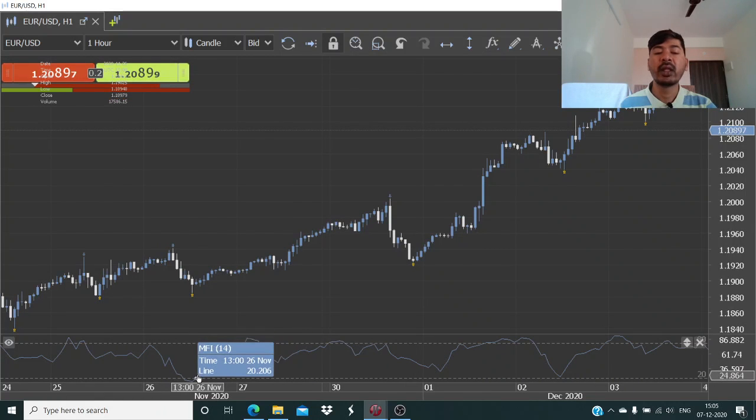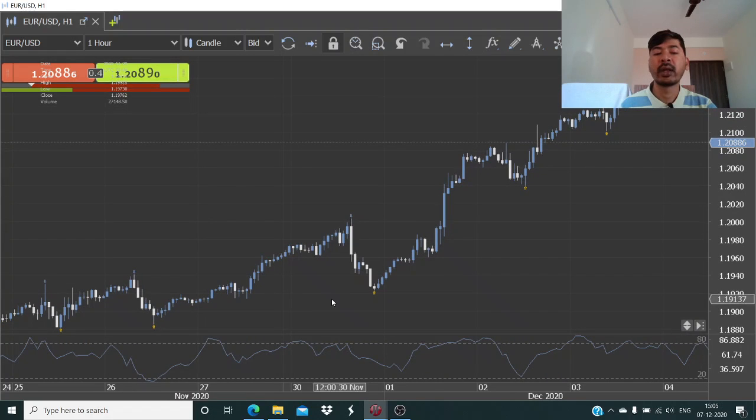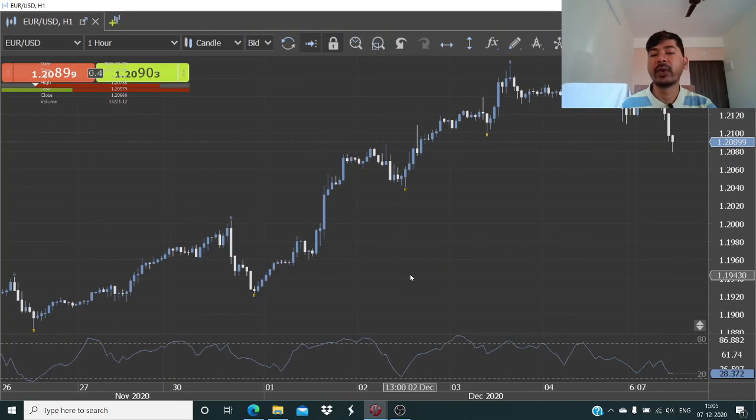Whenever we see the MFI rising, that means money is moving into the underlying instrument and accumulation is happening. When the MFI values are declining, that means dispersion is happening, money is moving out of the underlying instrument, and that is indicative of possible bearishness also.